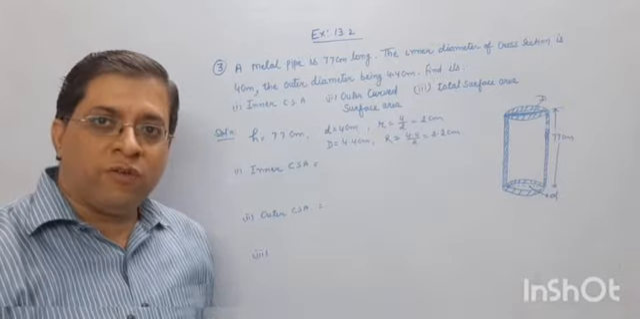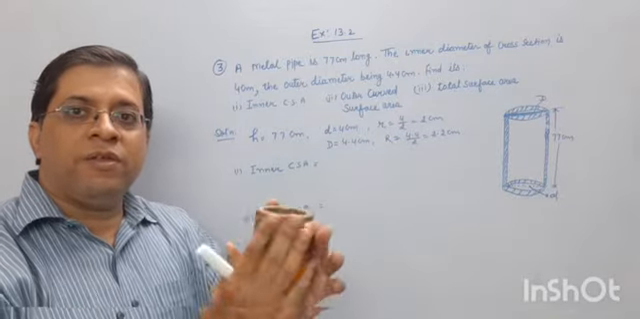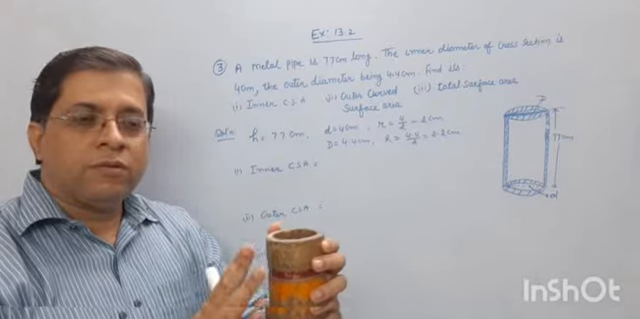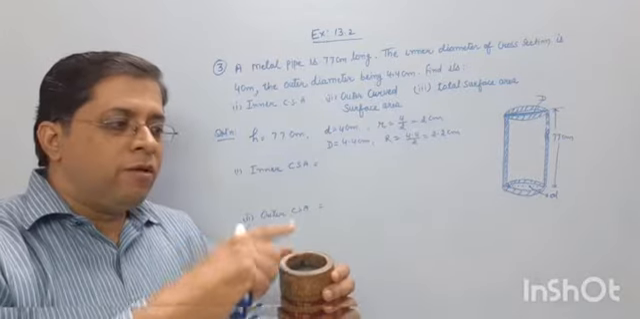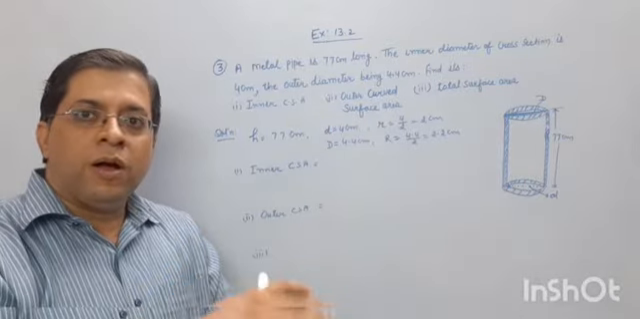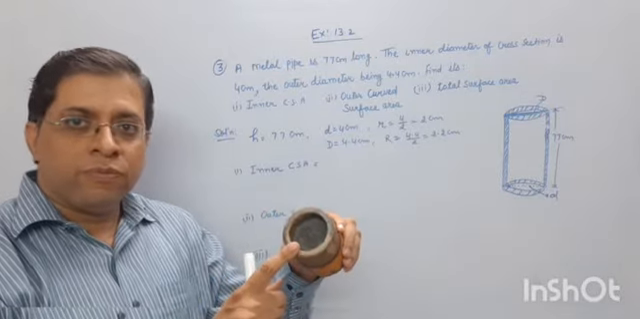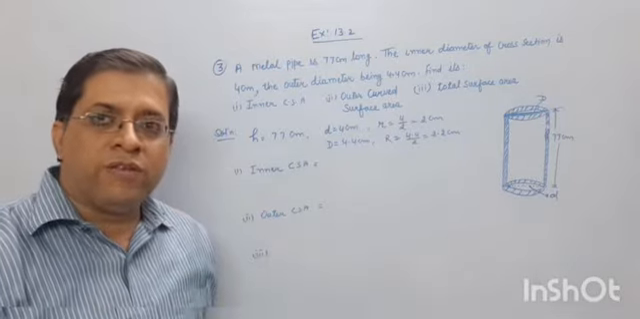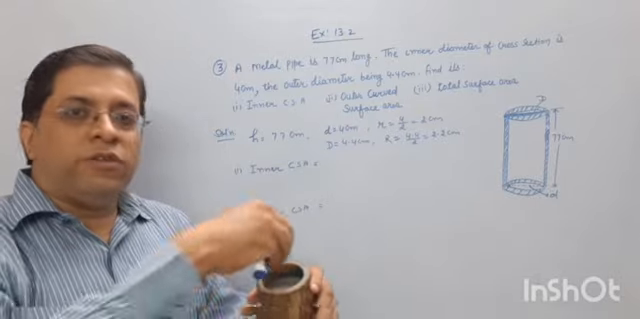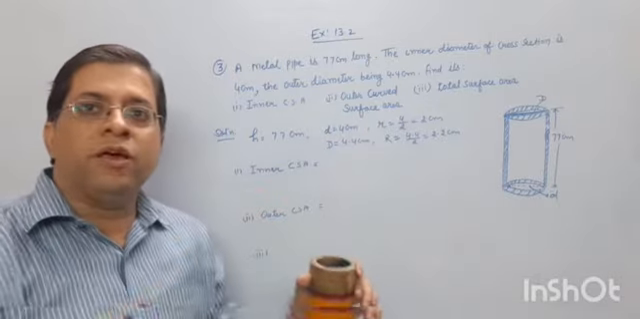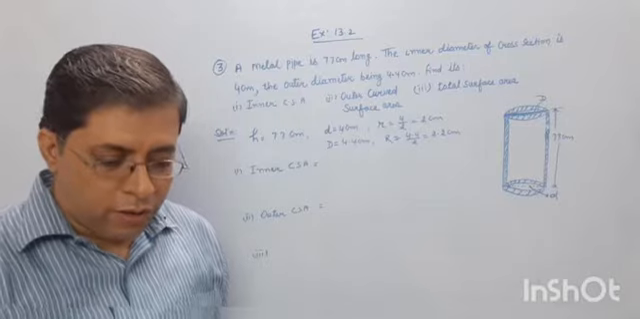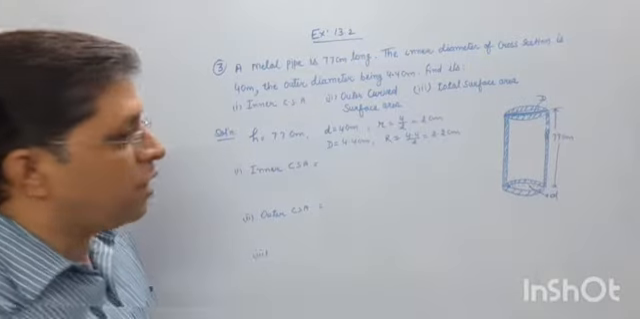And total surface area. Total surface area means this plus inner CSA plus this ring up and this ring down also. Clear? So two things are there. So if this is hollow, then just like a pipe. Clear? Now one by one we can start.